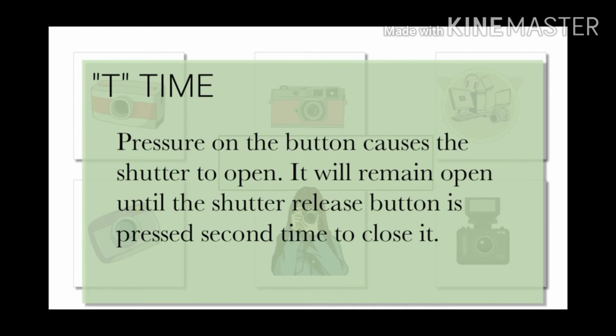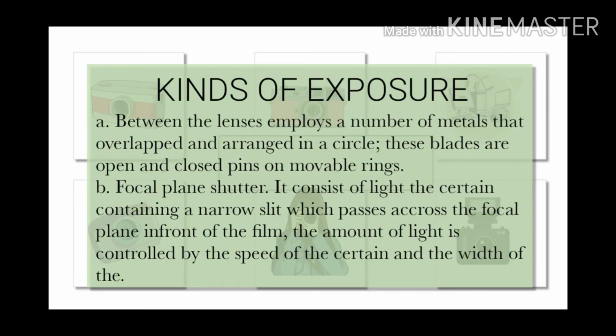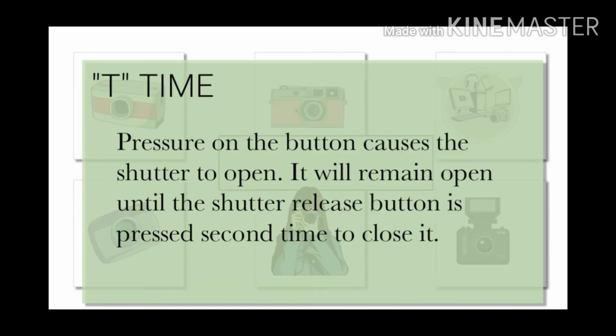T for time. Pressure on the button causes the shutter to open. It will remain open until the shutter release button is pressed a second time to close it. B is for bulb. When you press the shutter with the setting B, the shutter remains open as long as the shutter is pressed down. For long exposure that is usually required in dim places to permit enough light to accumulate to make satisfactory pictures.